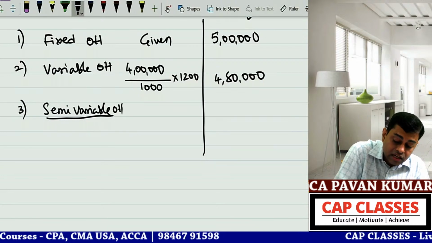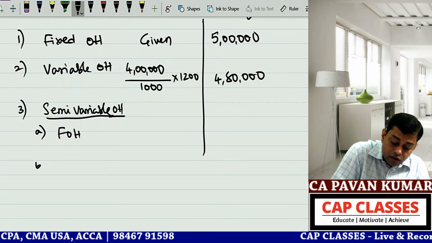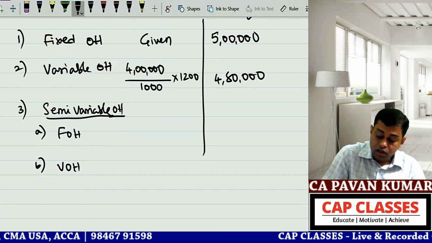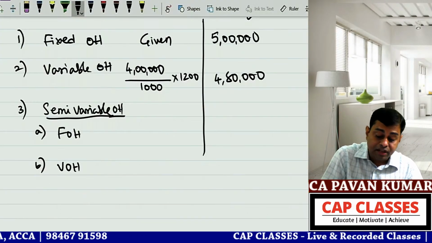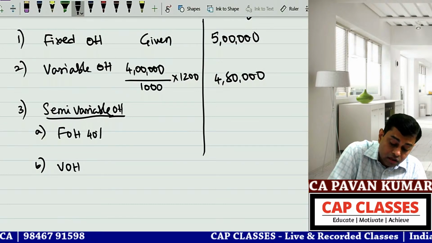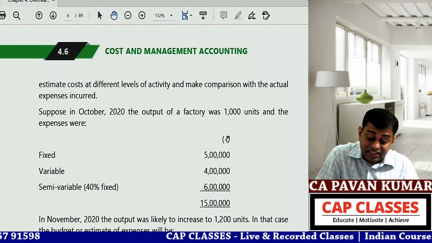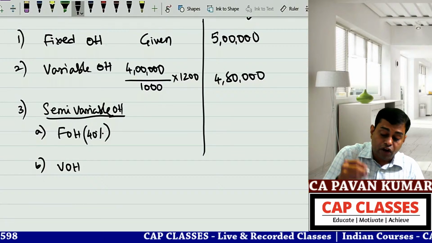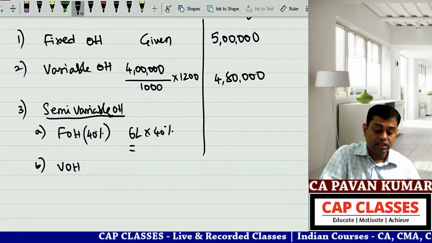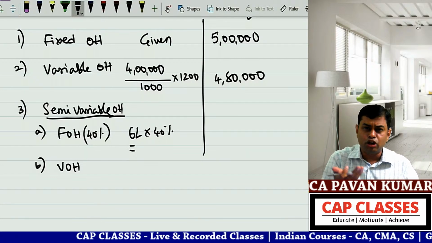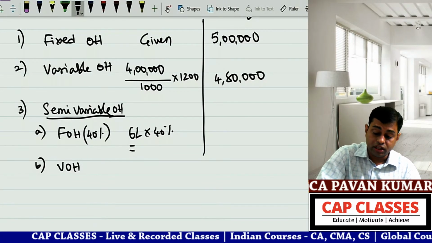Semi-variable overheads. Under that, 2 components will be there: A, fixed overhead; B, variable overhead. So go back to the question. They said semi-variable overheads are 40% fixed. So 40%, tell me how much? Total semi-variable is 6 lakhs. Out of 6 lakhs, 40%. 6 lakhs into 40%, take a calculator, it should be 2,40,000.